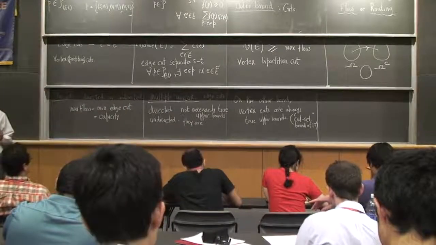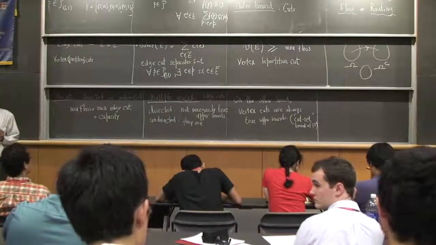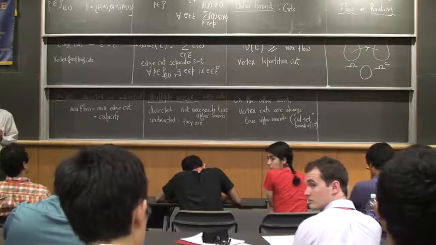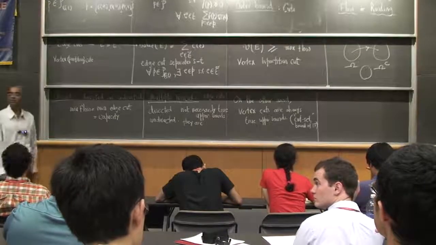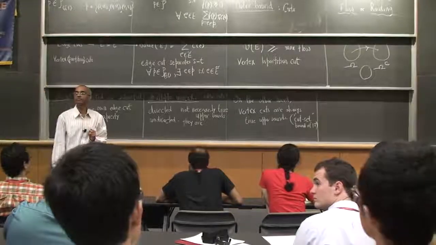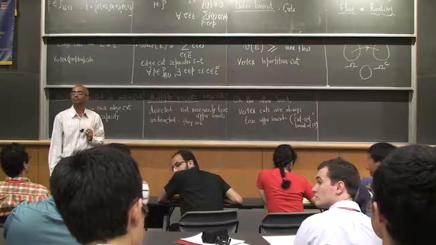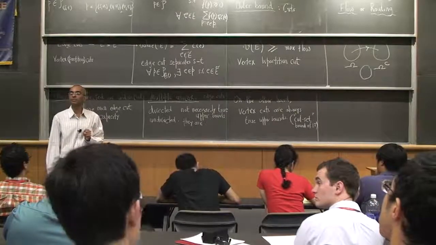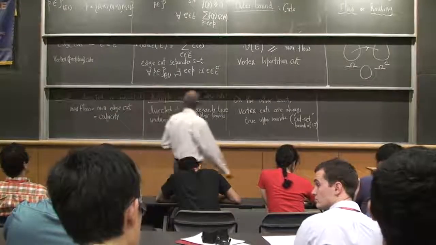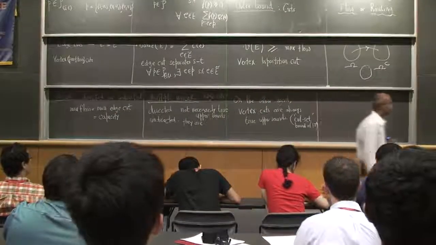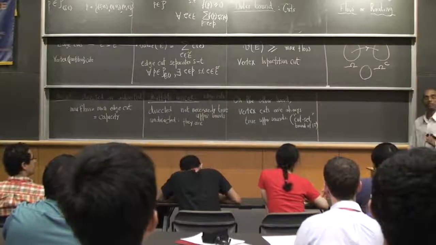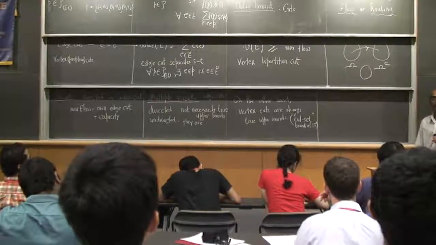Did you say that not all vertex bipartition cuts are edge cuts? No, not all edge cuts are, it's the other way around. If an edge cut separates S and T, then it has to be a vertex bipartition cut, because what is reaching from S is separated. That's a very good point. And for unicast, that's true. But for multiple unicast, that need not be true.